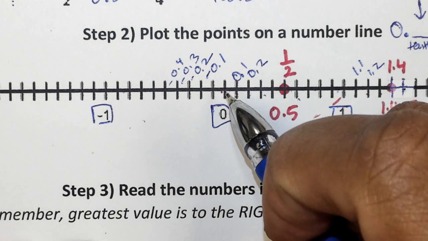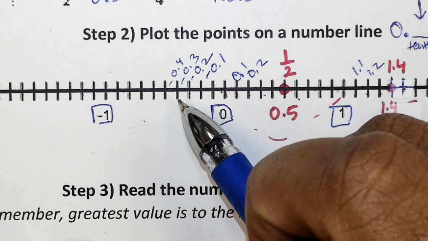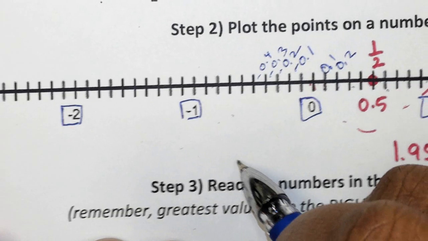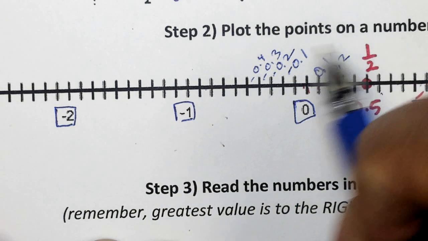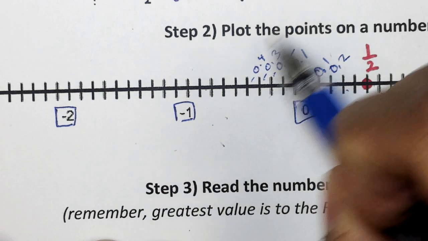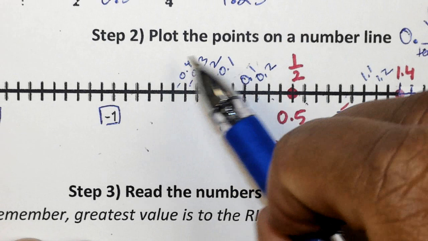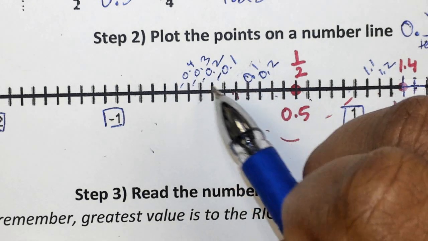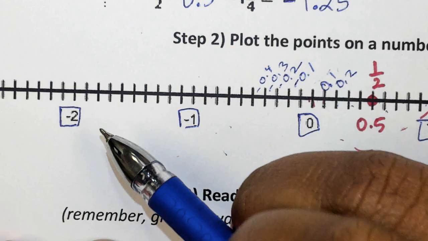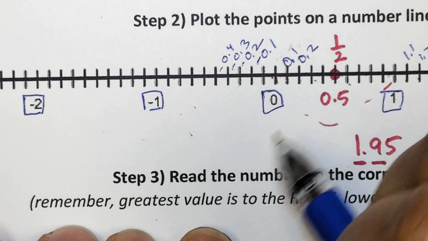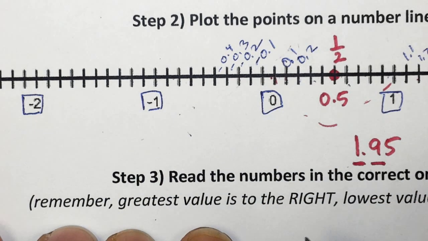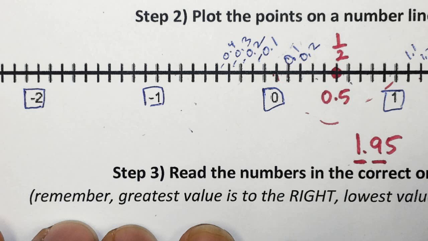It looks like the numbers are getting bigger. But remember, we already learned about integers. Further to the right is the greater value. Further to the left is the lower value. So even though it looks like it's increasing in number, remember negatives, just like negative 1, negative 2, negative 3, moving to the left, it's still going to be a lower value.